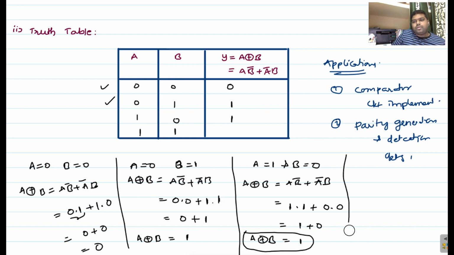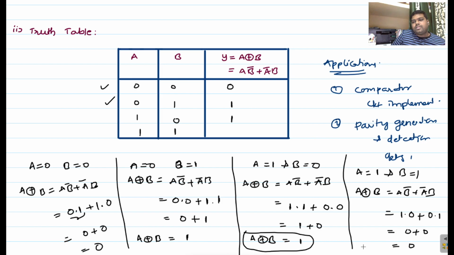And next, the fourth one. Here a equals 1 and b equals 1. Now a XOR b equals a b bar plus a bar b. Here a equals 1, b is 1, but we want b bar, so 1 bar means 0. In the same way, a bar is 0, b is 1. So you will get 0 plus 0, then finally you will get 0. That means a XOR b equals 0 when both the inputs are high.